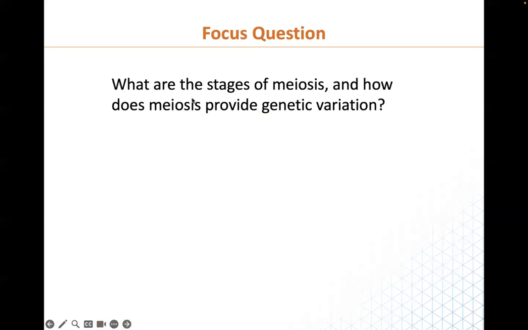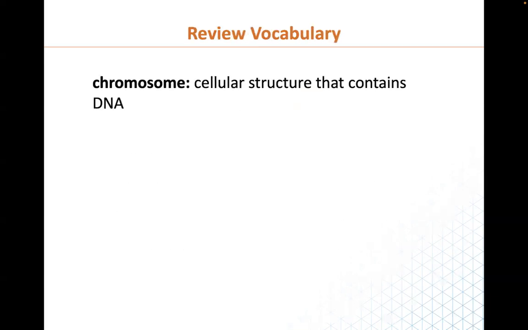So what are the stages of meiosis and how does meiosis provide genetic variation? Meiosis is almost a repetition of mitosis. The only difference is meiosis would produce more daughter cells, and meiosis would happen in 2 stages. We have meiosis 1 and meiosis 2.